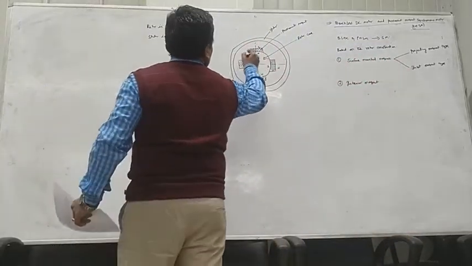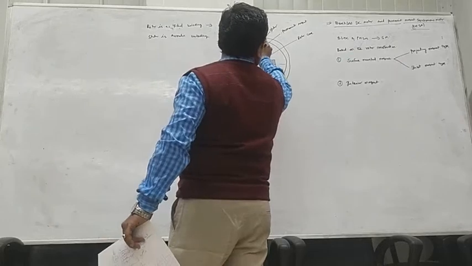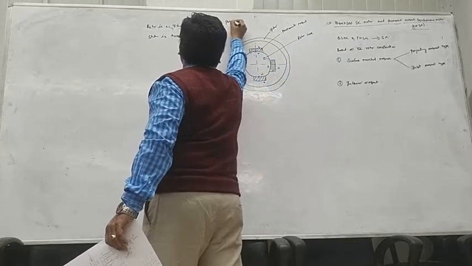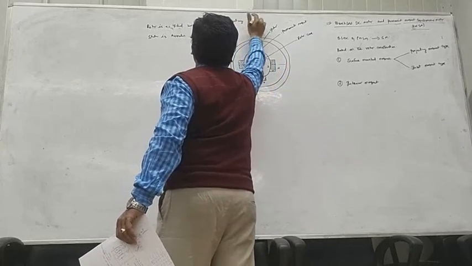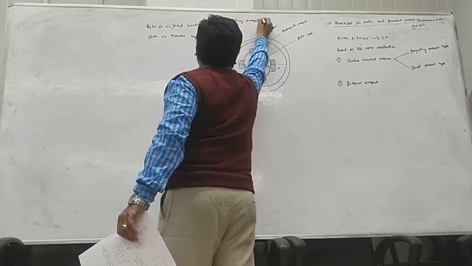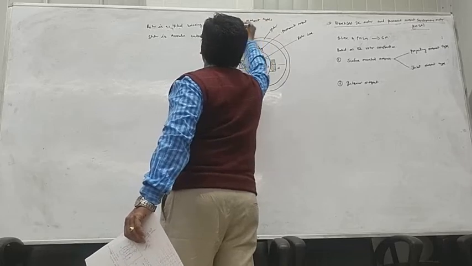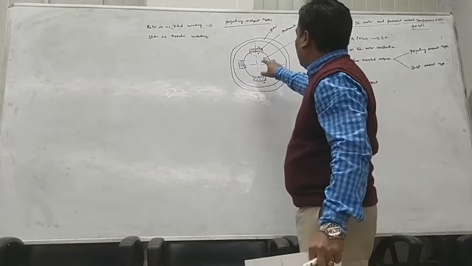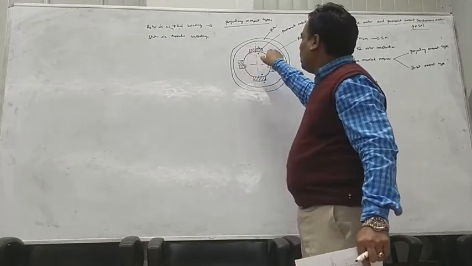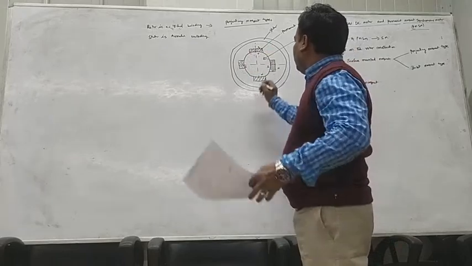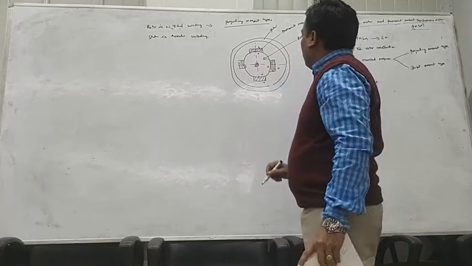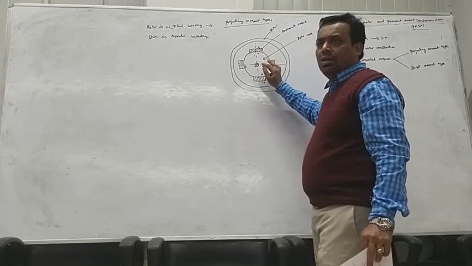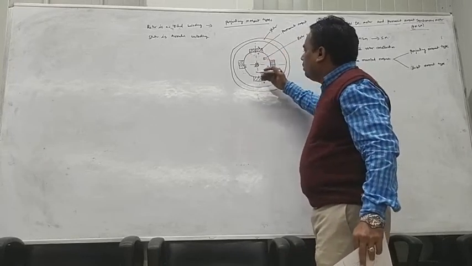So this is the surface type. What I am explaining is surface mounted magnets, the projecting magnet type. Here, this is the rotor core, this is the rotor winding, and this is the shaft. On the surface of the rotor, we are attaching permanent magnets.